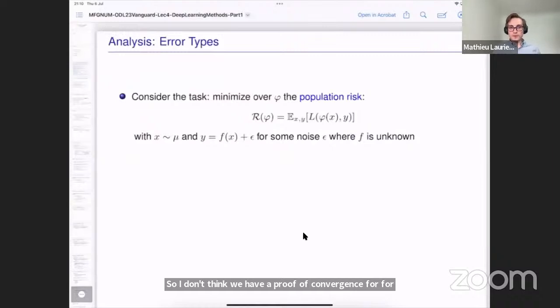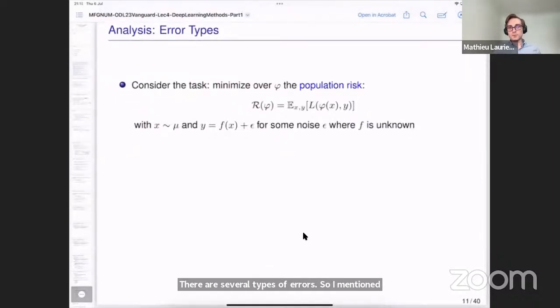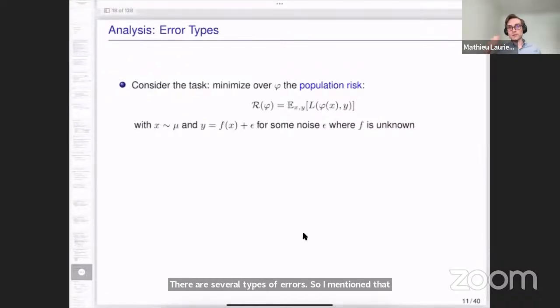There are several types of errors. I mentioned that just so that you have it in mind, because maybe it's a different paradigm from standard numerical analysis. So what are the types of errors we should care about, at least, even if we don't always prove rigorous bounds on the type of error? What are the kind of pitfalls that we can expect?